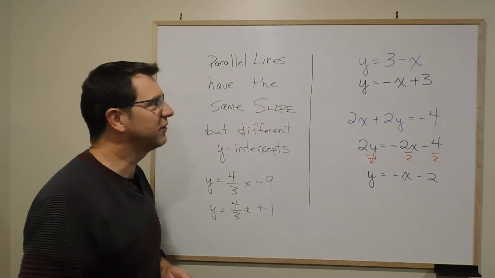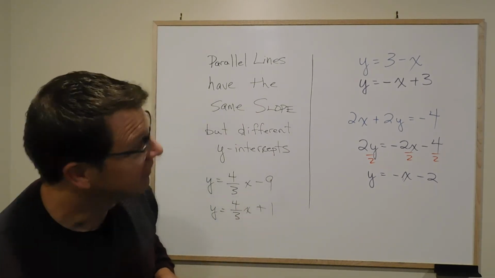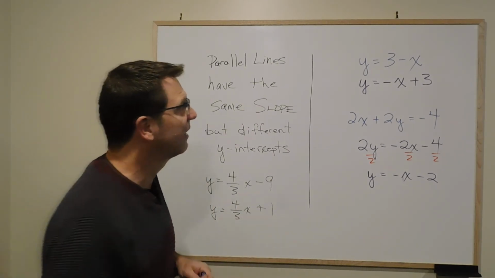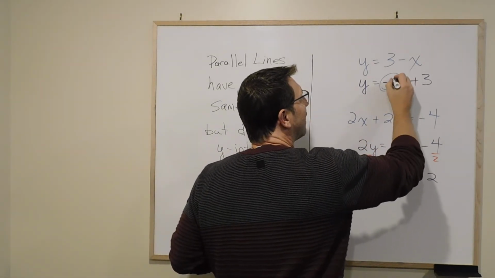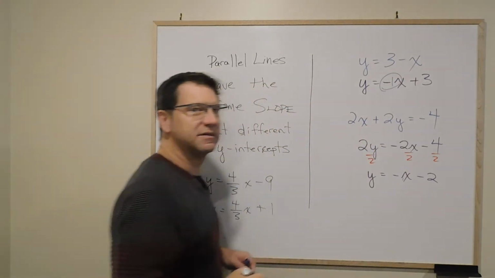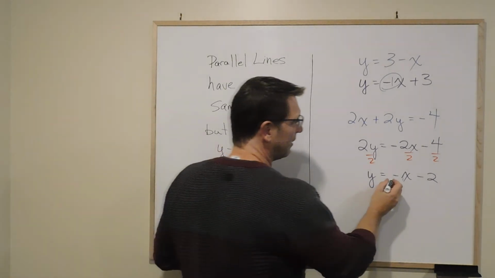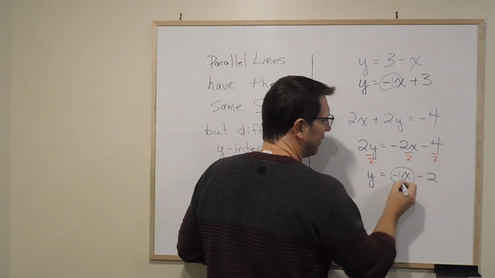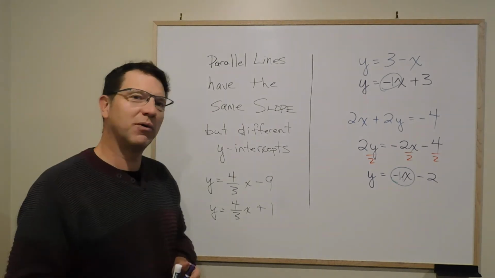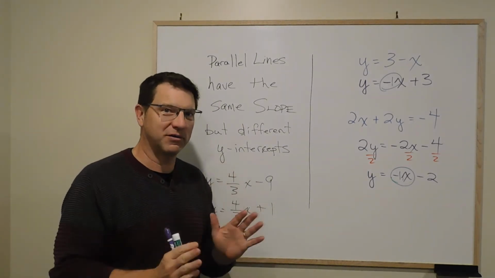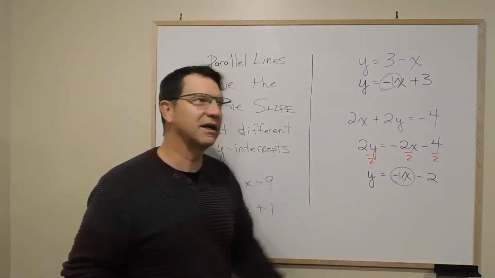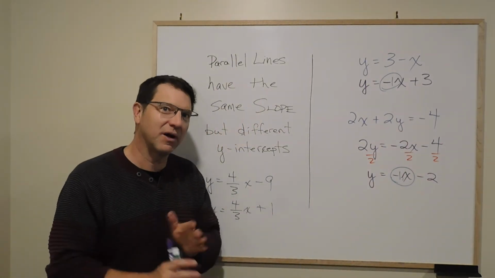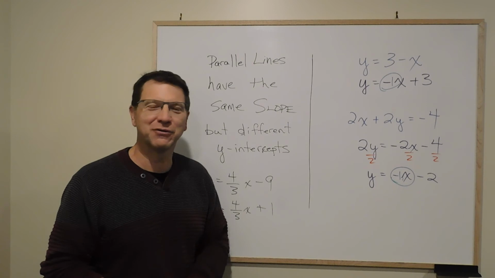And what you notice is they're parallel lines because we end up with a slope in front of the x of negative 1, and we end up with a slope here in front of the x, exact same thing, of negative 1. So they both have a slope of negative 1, which makes them parallel. They have different y-intercepts, one's plus 3, one's negative 2. So they're not the exact same line, but they are parallel and they have no solution.